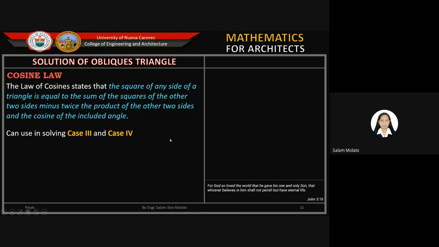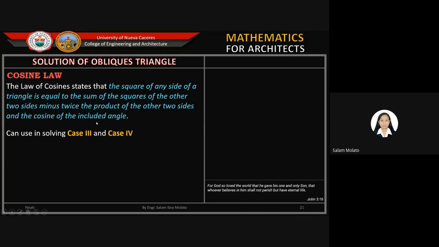All right. So this is the second part of our discussion. In the first part we discussed the sine law, and for the second part we will be discussing the cosine law. Again, this topic is under the solution of oblique triangles.